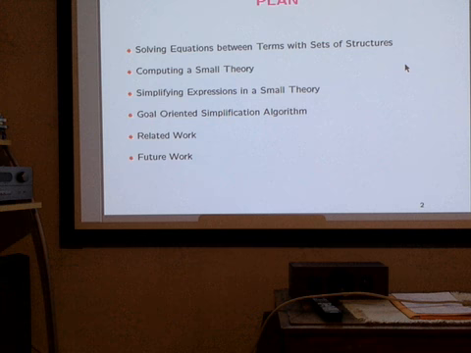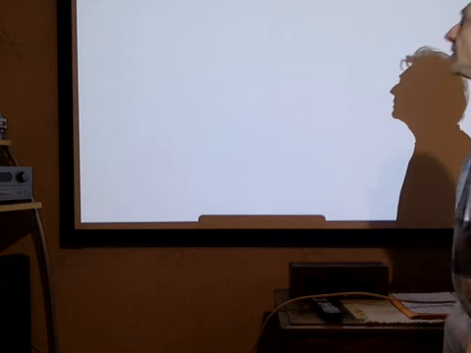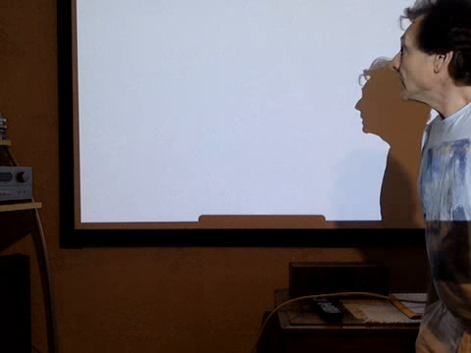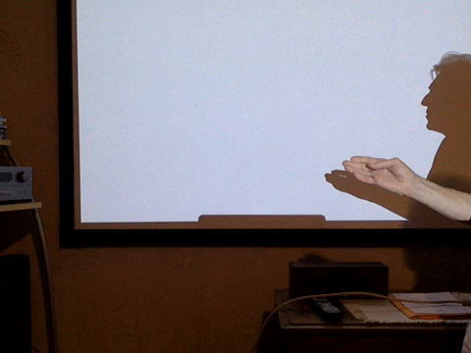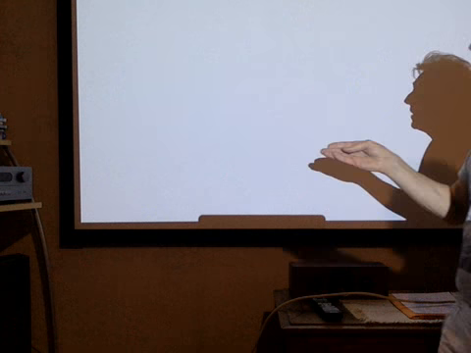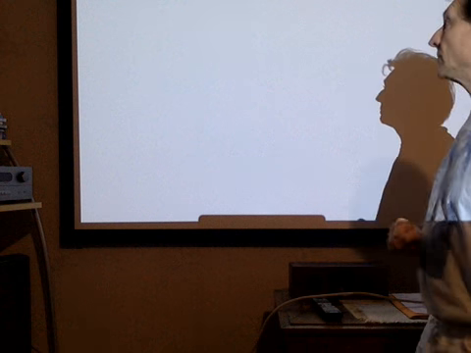Okay. So I start. So here is the file with a quite simple equation between two terms. A is a constant, and f is a function symbol. This equation tells us that any number of applications of f to a, f of a, and so on, is equal to a. And this will be computed by our method very easily, as I will show you.